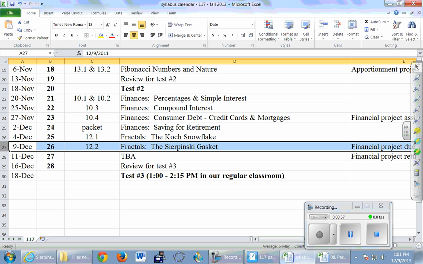The financial project is due. I've already gotten them from a bunch of folks. So if you haven't turned it in yet, hopefully it's in the folder. Otherwise, get it to me ASAP. Late penalty points start to add up as of today. All right, at the end of today, it is late.